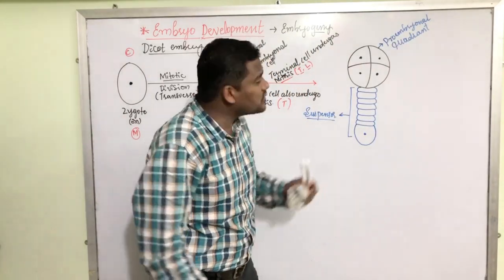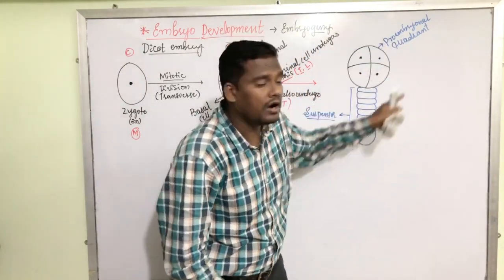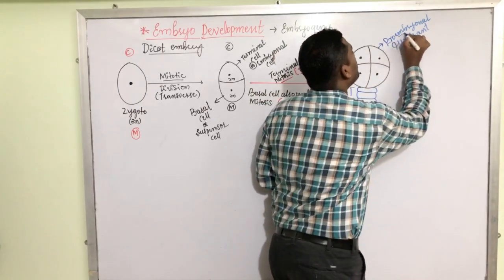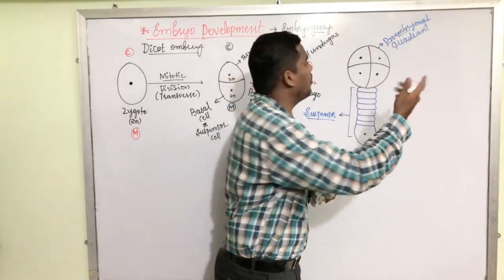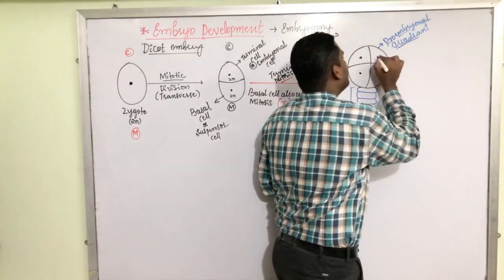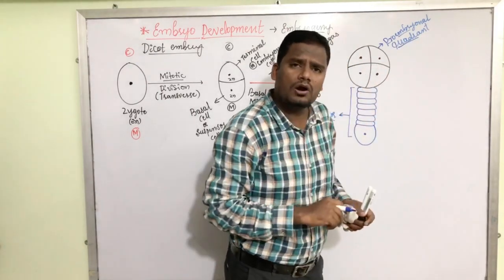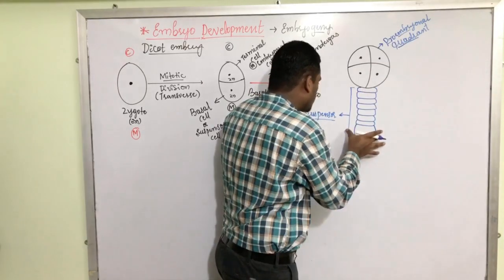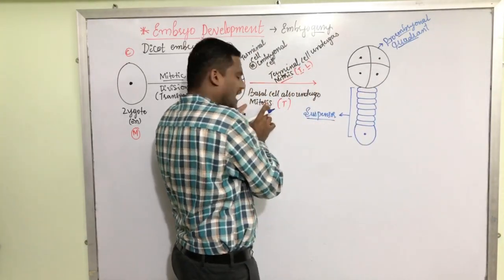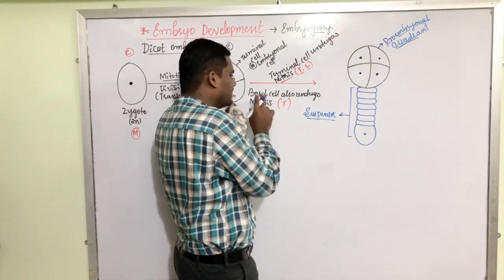Why is it called pro-embryonal quadrant? Pro-embryonal means it is a future embryo. Pro-embryo, future embryo. And why is it called a quadrant? Here we have 4 cells, that is why it is called a quadrant. Now, this is the result of the transverse mitotic division in the basal cell.